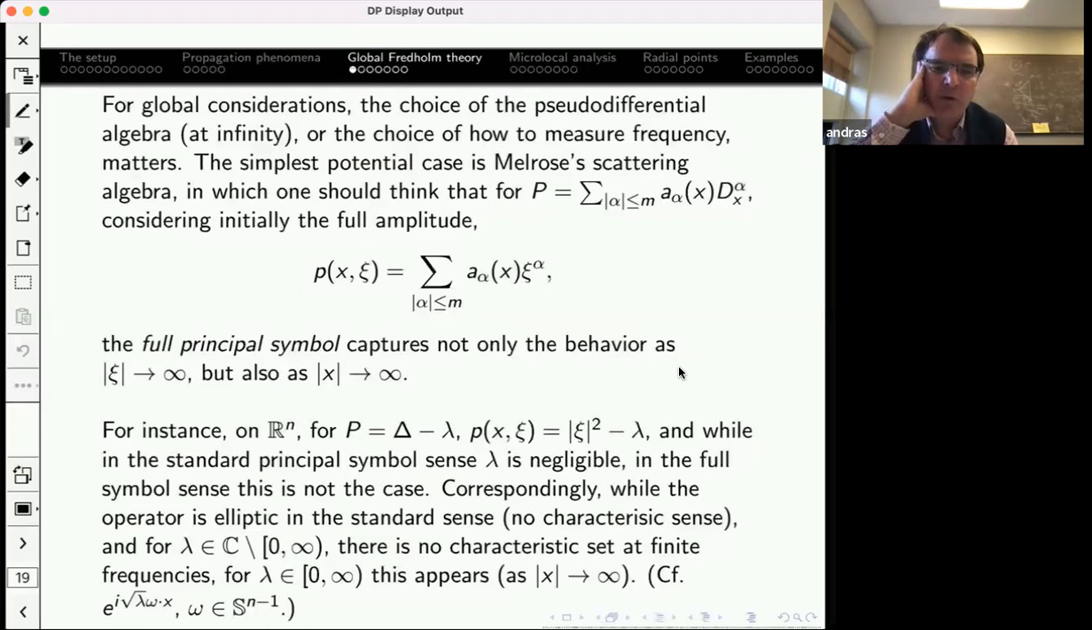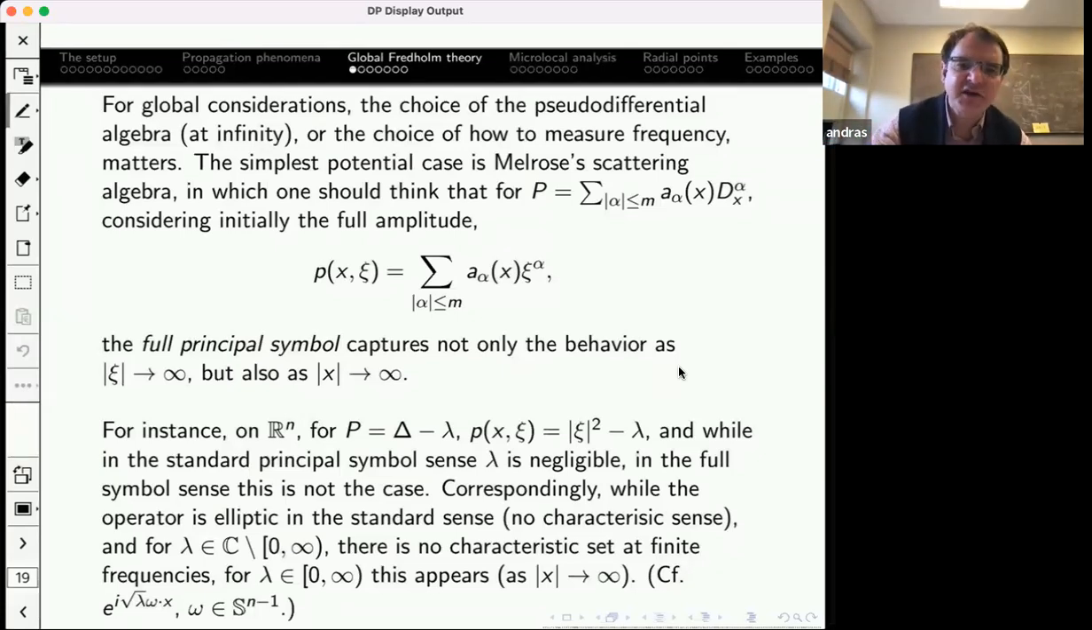So for these global considerations, a choice of how to measure frequency, which you can understand also as a choice of a pseudo-differential operator algebra at infinity, makes a big difference. And so for example, in what I emphasized, which was the non-zero spectral parameter, this is what would be called the scattering algebra, which actually has its origins in the work of Parenti and Shubin in the 70s in a non-geometric setting. But if you think of R^n, it's non-geometric, so Parenti and Shubin apply.